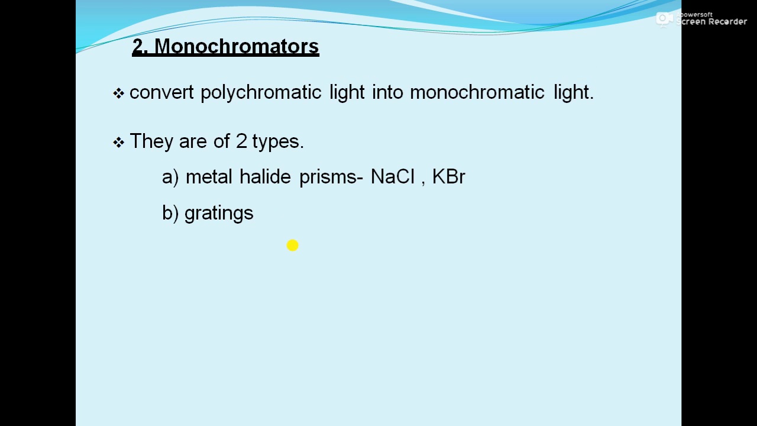Then the second is the monochromator. Prism or grating are used as monochromators. They are used to select the desired radiation frequency. Prisms are normally made up of metal halides like sodium chloride, potassium bromide. So why are these prisms made up of metal halides? The reason is that IR radiations cannot be absorbed by these metal halides. So that's why the prism can be made from sodium chloride and potassium bromide.